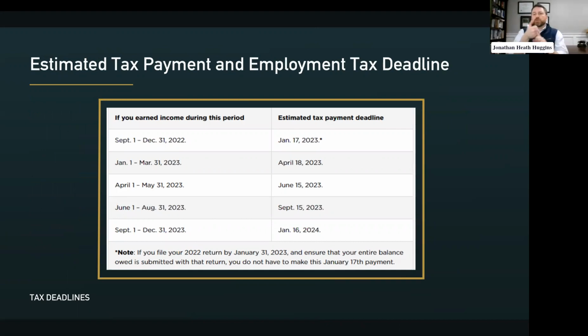The estimated tax payment. Suppose you pay yourself a W-2, you've hired staff, you have to pay them W-2s. This covers your FICA and your tax withholdings. So these are the deadlines. You also need to file quarterly reports.